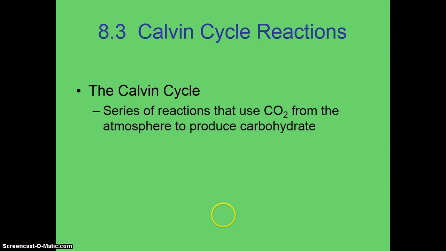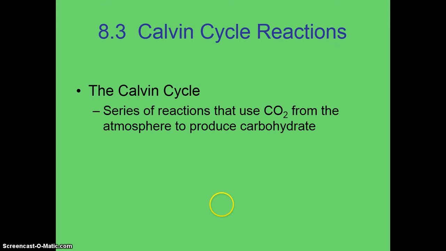The products of the light-dependent reactions are oxygen, NADPH, and ATP. Oxygen is given off as a waste product, which we need, and energy from ATP and NADPH is used to make sugars. So we're going to look at the second stage in this lecture, and it's called the Calvin cycle, sometimes called the light-independent reactions as well. And that's just because it's not necessary to be done in daylight time. So let's look at the Calvin cycle.